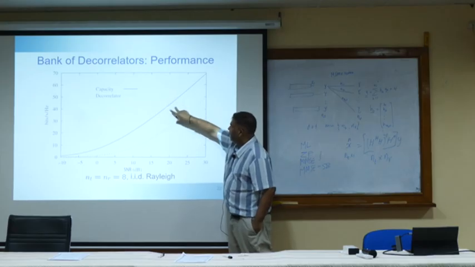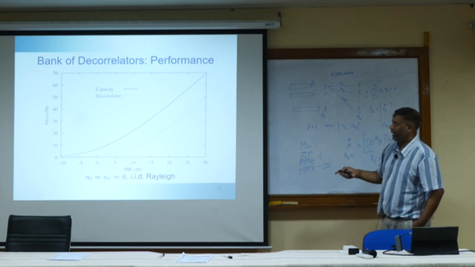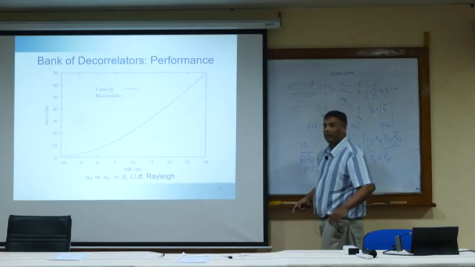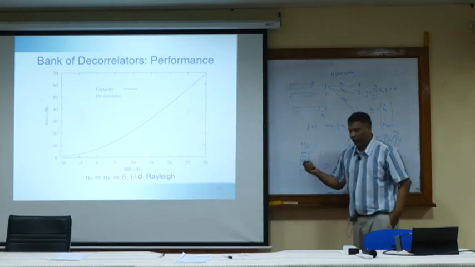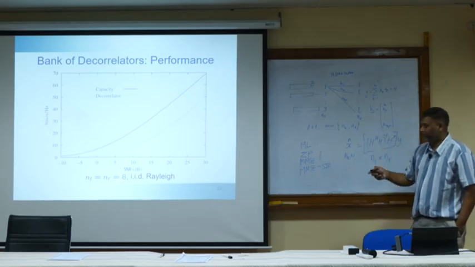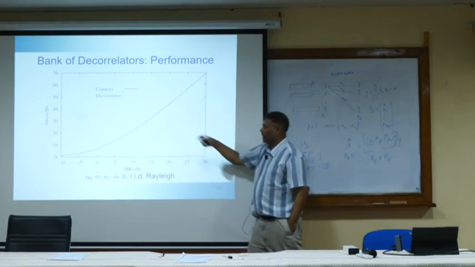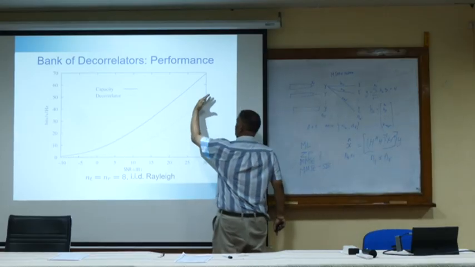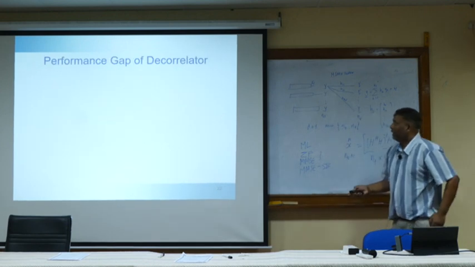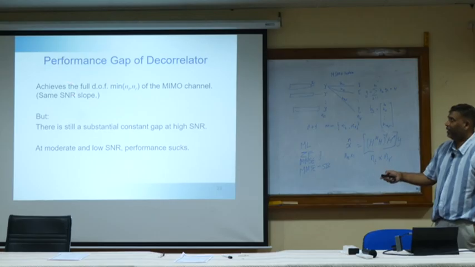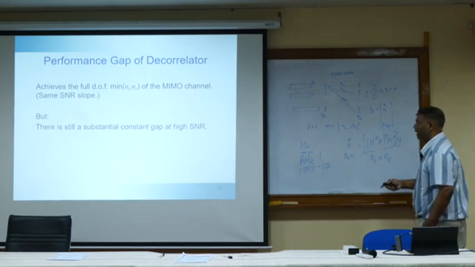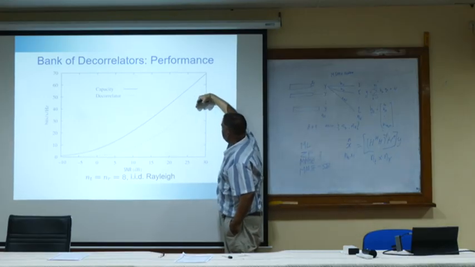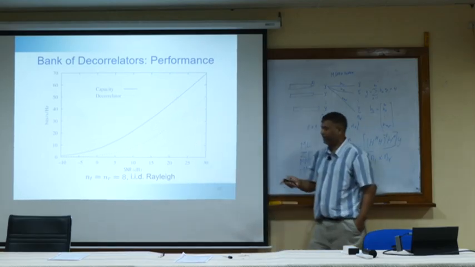You can see there is a performance gap between the decorrelator and the channel capacity. But there's one thing you can notice: this slope and this slope are the same. That means the decorrelator achieves the degree of freedom gain, but the capacity is not achieved. So that's one thing you need to notice, that the high SNR slopes are the same. That's what is mentioned here: the decorrelator or zero forcing achieves the full degree of freedom, min of NT, NR, of the MIMO channel, because of the same SNR slope. But there is a gap in the capacity.